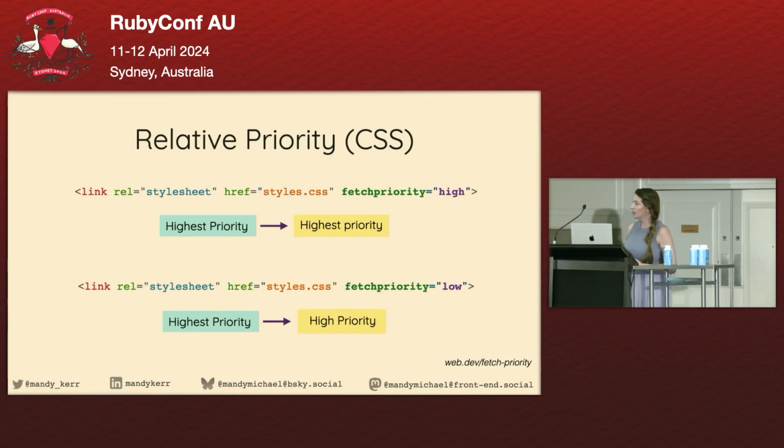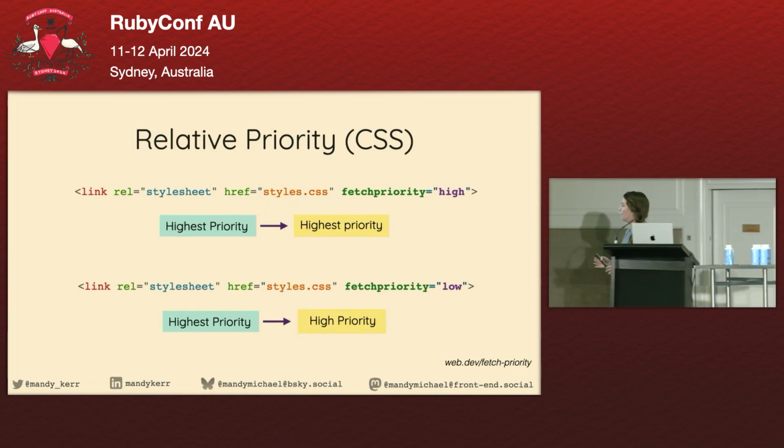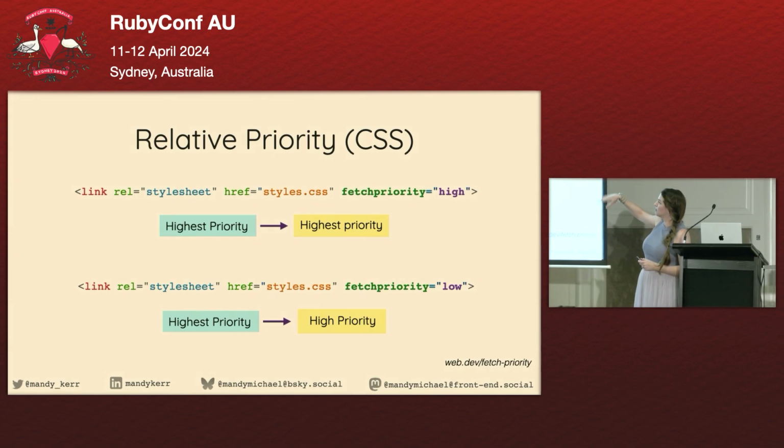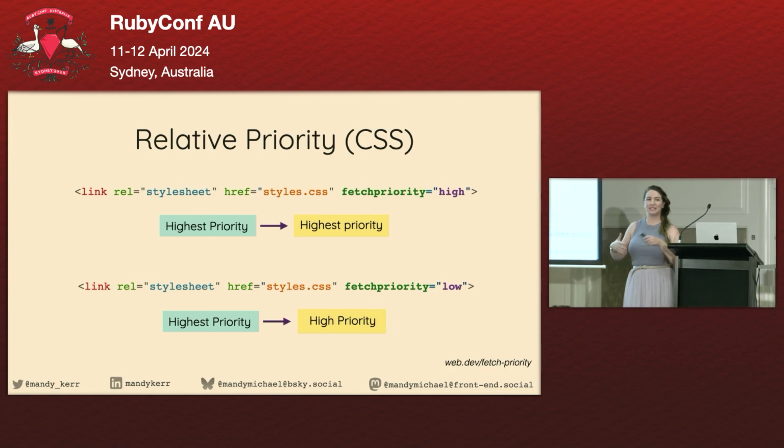So, for example, this is from Chrome, so a web.dev, Chrome-based example. Style sheets are the highest priority by default. If you set a fetch priority of high, it's going to retain the highest priority. If you set a fetch priority of low on a style sheet, instead of being a low priority, it'll be downgraded to a high priority. So in neither of these situations are we explicitly saying high or low priority. It's just adjusting it relative to the browser rules.